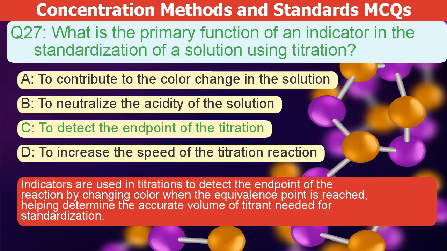The correct answer is C. Indicators are used in titrations to detect the endpoint of the reaction by changing color when the equivalence point is reached, helping determine the accurate volume of titrant needed for standardization.